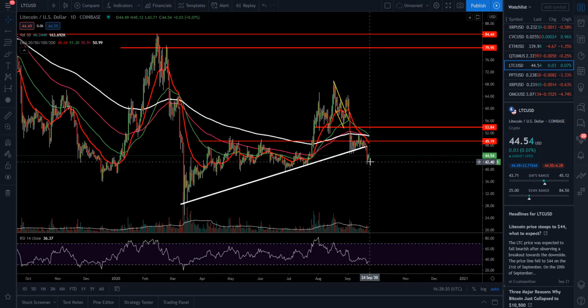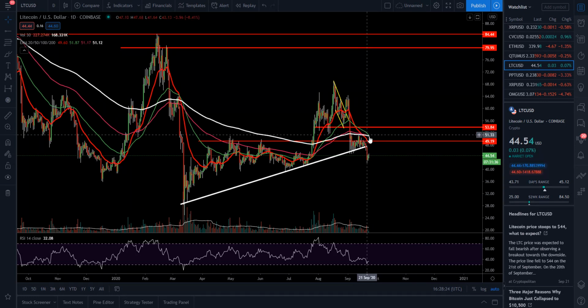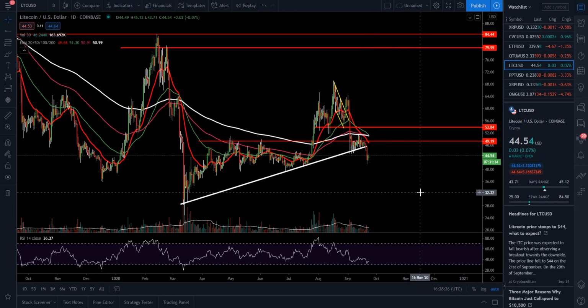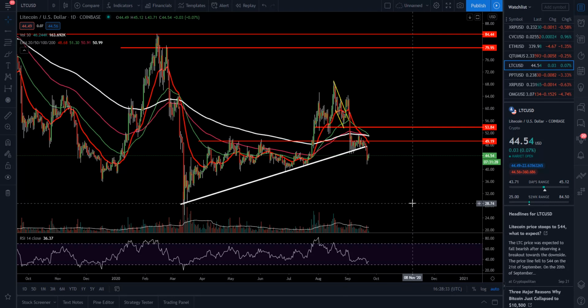Okay, so now we're looking to keep that $40 as support, and now we have all these moving averages acting as overhead resistance as opposed to support. So that's where it's going to get difficult. It's going to be tough for us to get back up above $50. It's going to take buying pressure, but it's something we're just going to have to pay attention to.